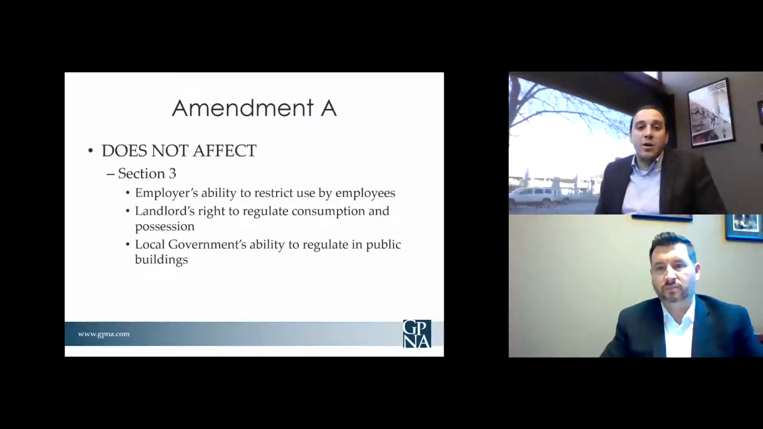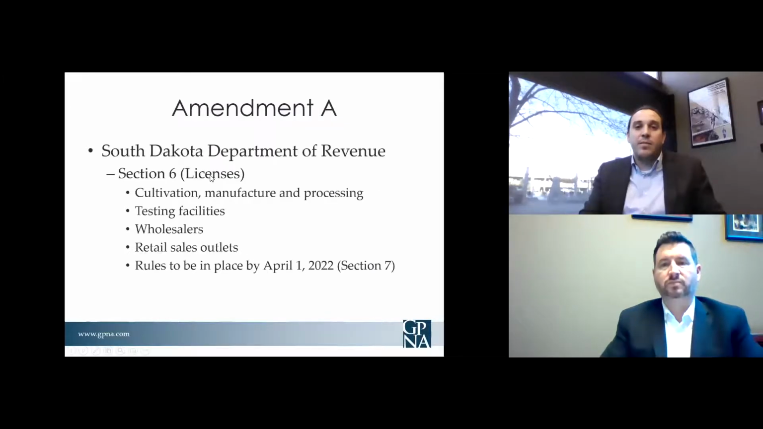And then local governments still retain the ability to regulate and prohibit the use in public buildings, which we expect will be the case, just like you can't smoke in government buildings currently, or use alcohol. You won't be able to use cannabis in those spaces or possess it as well, even under the new laws.